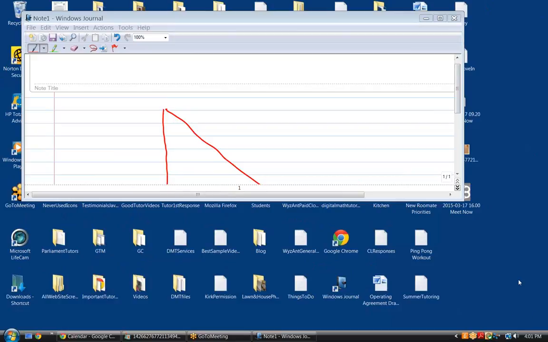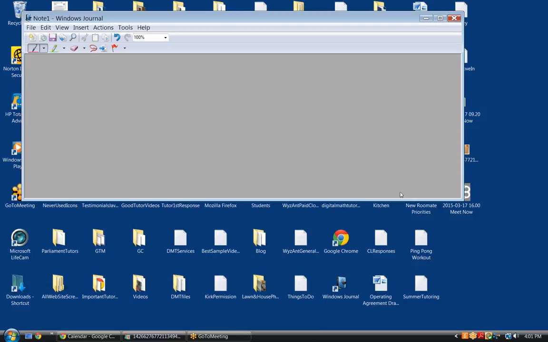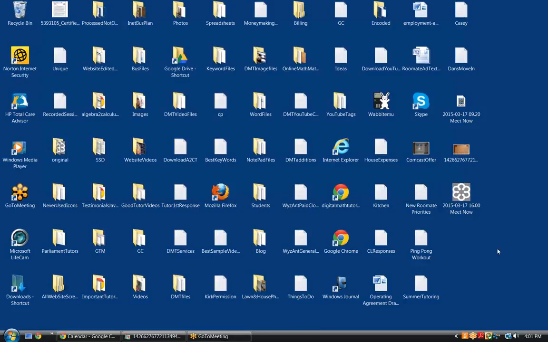Oh dear, what is going on with my cursor here? Let me close this out and see if that helps it. Close this one.